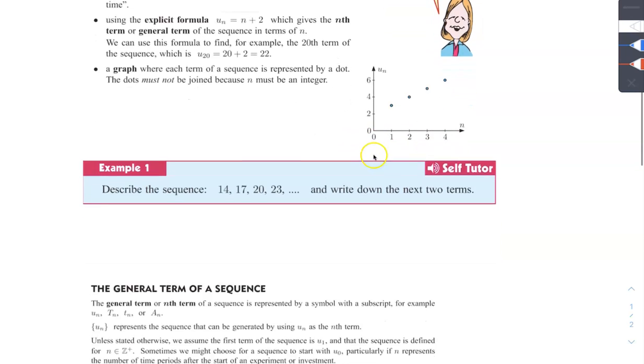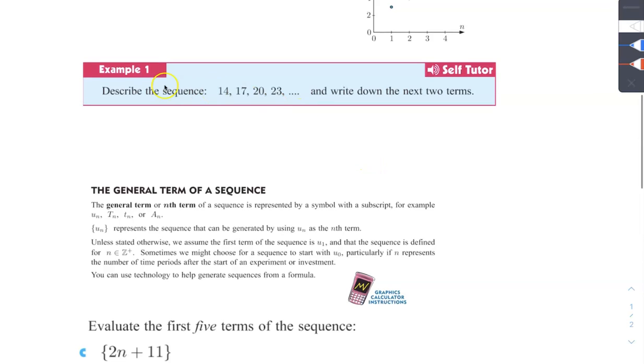Example here: describe the sequence 14, 17, 20, 23, and write down the next two terms. So the rule is we're going to add 3 to each term. So we'll go +3. That's my rule, that's how I'm going to describe it. That makes the next two terms 26 and 29. Right, so 14, 17, yeah, add 3 each time.